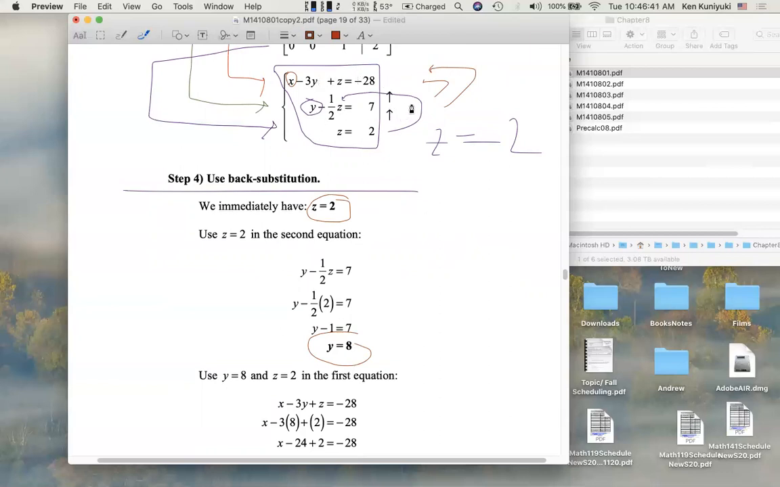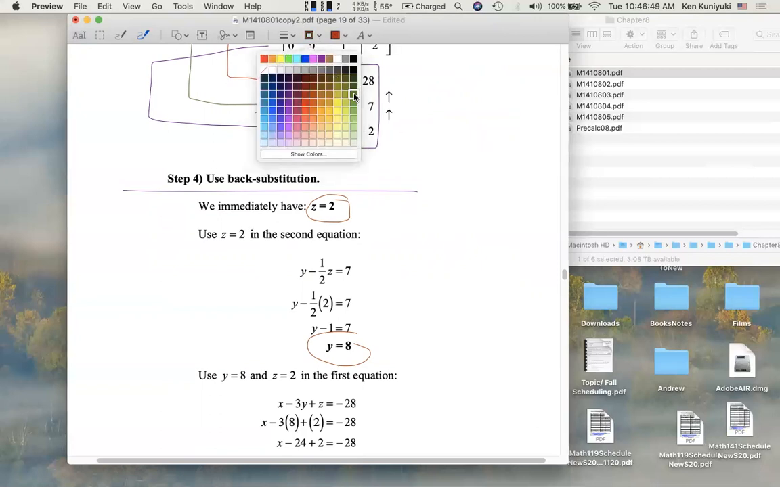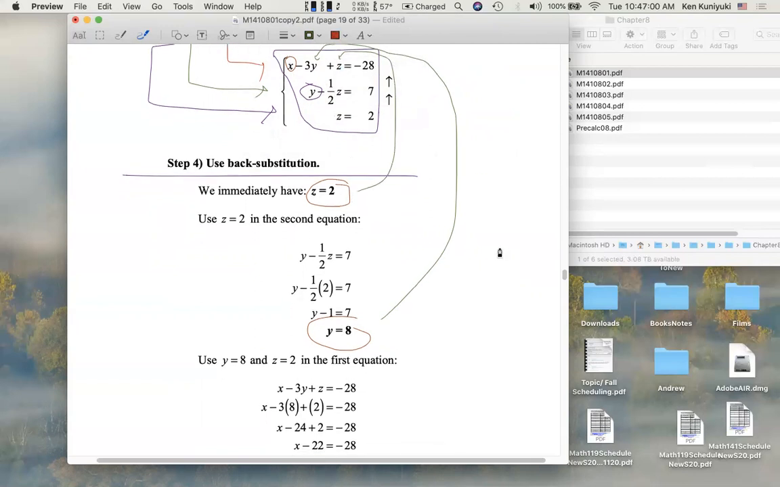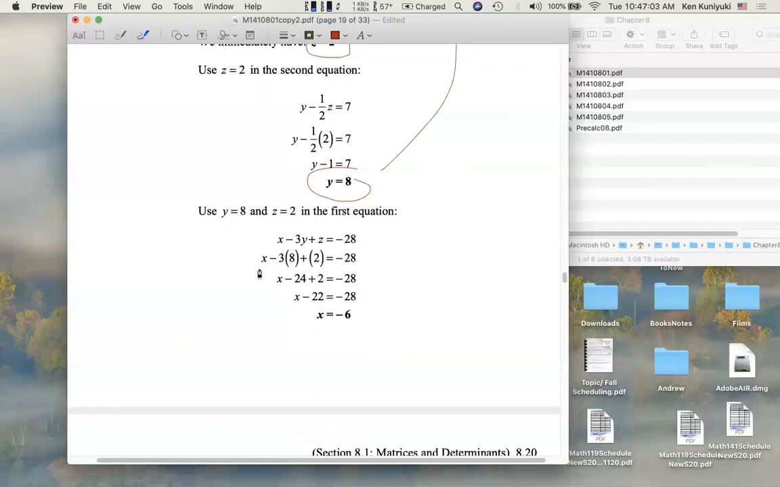So I'll clean this up a bit. All right. So y equals 8. It's plugged into here. Z equals 2, plugged into here. I guess if your z's and 2's look alike, it doesn't matter too much. All right. So we plug those in, right? Okay. X minus 3 times 8 plus 2 equals -28. X minus 3 times 8 is 24, plus 2 equals -28. In Vegas, you lose 24, win 2, you've lost 22. Add 22 to both sides, x equals -6.